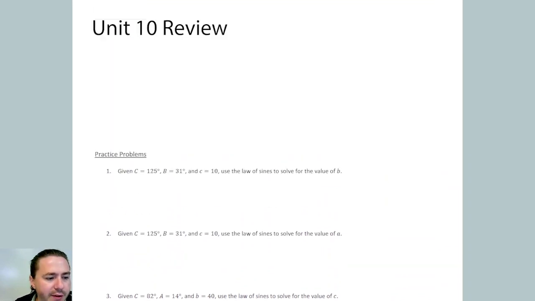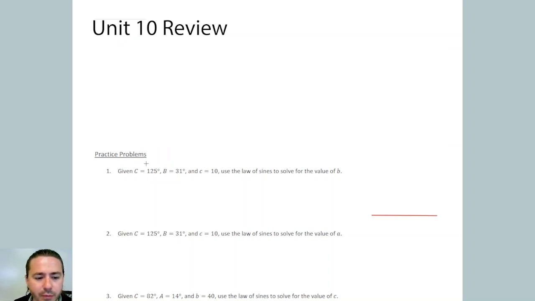Now for each one of these, I would highly recommend drawing a picture. I think a picture says 1,000 words, and it will help you visualize whether you need to use the law of sines or the law of cosines. A lot of these will say law of sines on the test. I'm not going to tell you whether to use law of sines or law of cosines. That'll be up to you to figure out. This is just a little hint as we're going through the review.